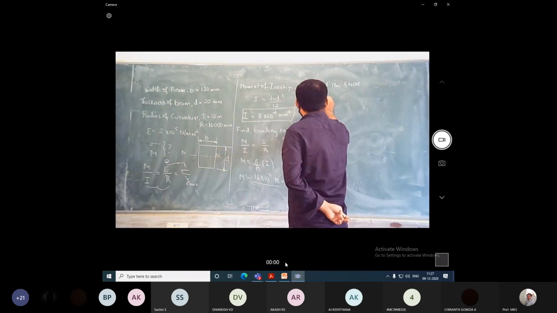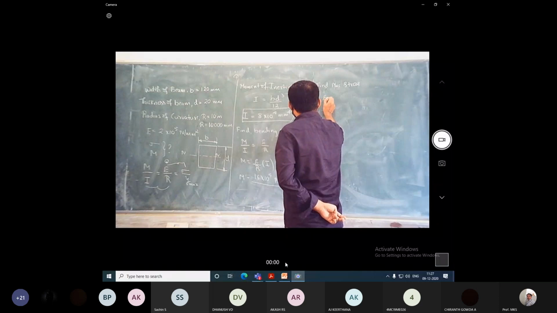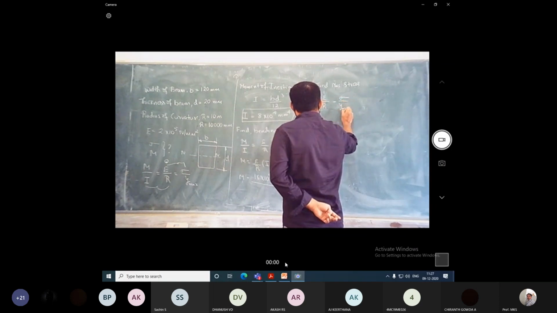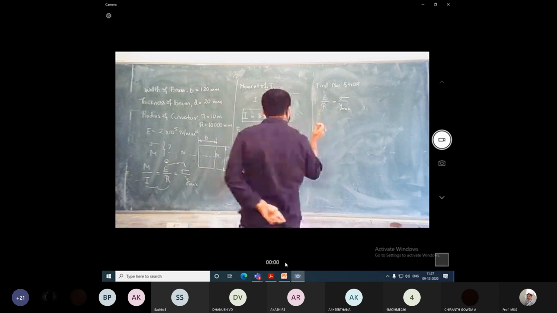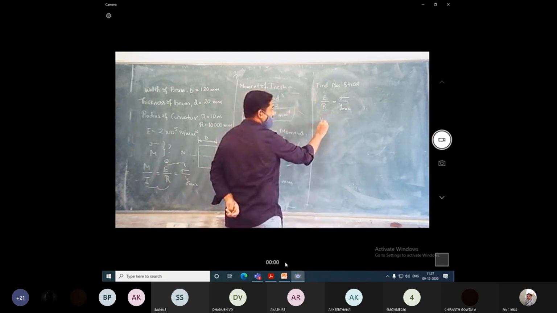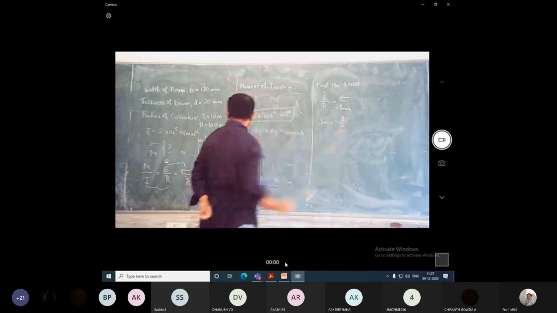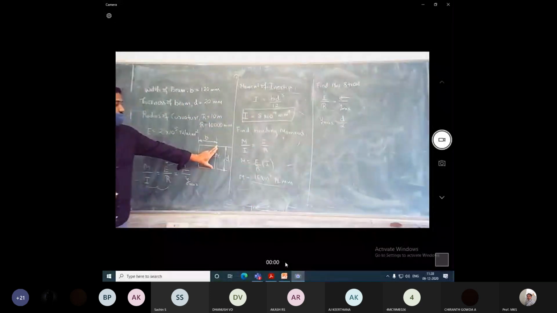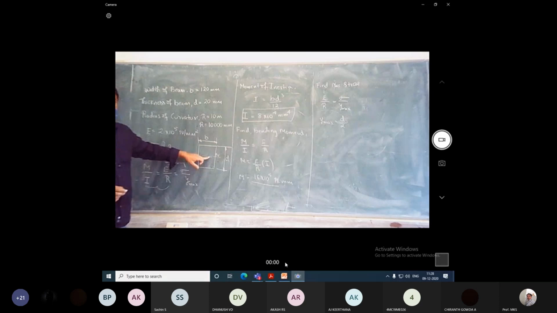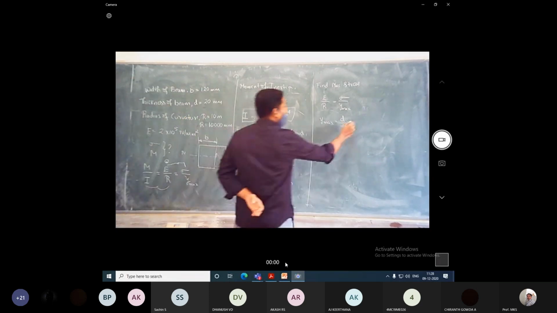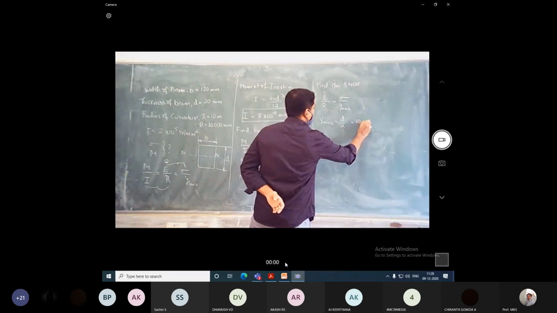So let us consider E by R is equal to sigma by Y maximum, or Y, both are same. So that is Y maximum is D by 2. It is the total distance from neutral axis to the outermost layer. This distance is D by 2. So D is how much? It is 20, Y is 10. So it is equal to 10 mm.